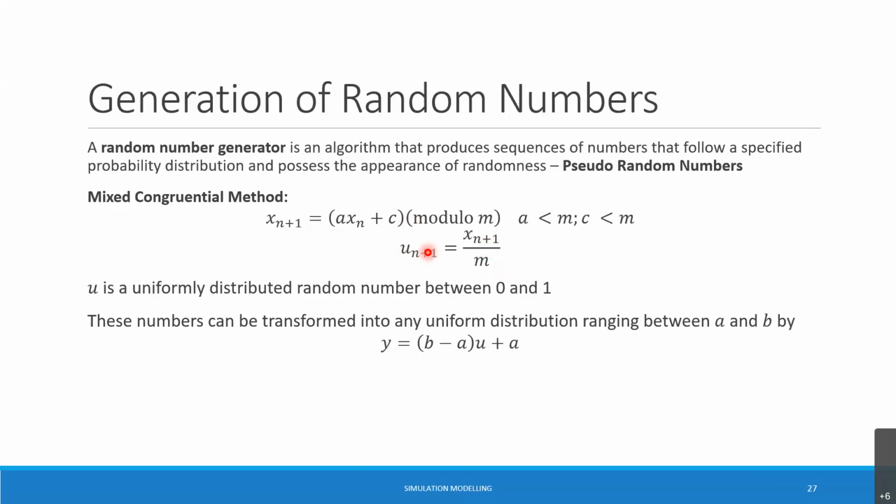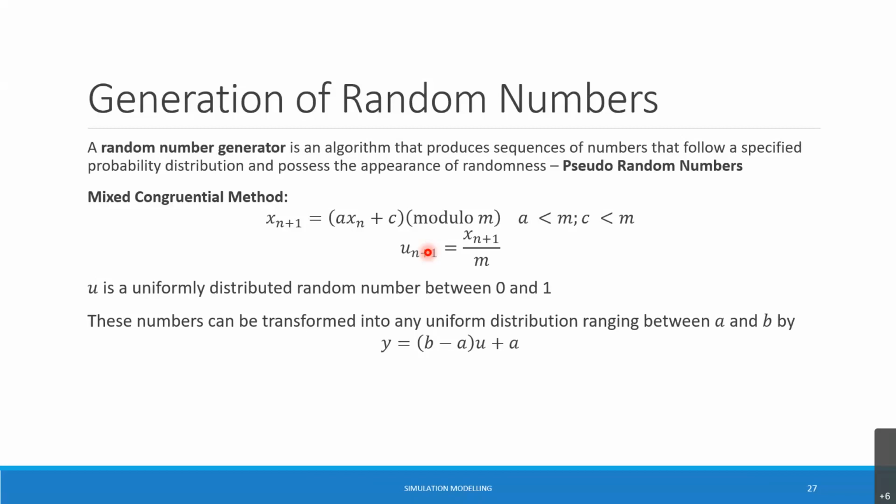I hope most of you are familiar with probability and statistics, where we talk about different types of probability distributions. Here we're talking about the uniform distribution between 0 and 1. So U is a number between 0 and 1 which is uniform; each value is equally likely. That's why I said uniform distribution.